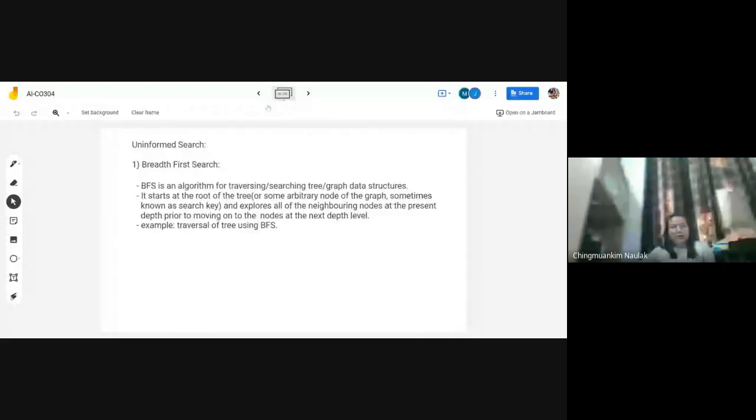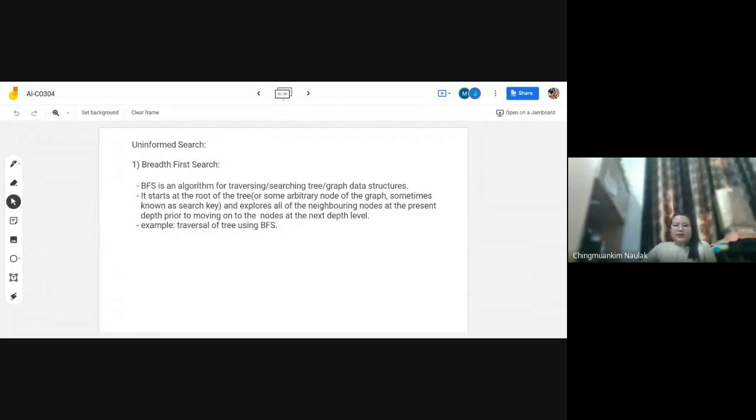Let's see in detail the first type of uninformed search: breadth first search. So what is breadth first search? BFS is a level search. BFS is an algorithm for traversing or searching a tree, graph, or data structure. You might have heard of breadth first search in your data structures and algorithms subject earlier. It's the same thing, used to traverse the tree.